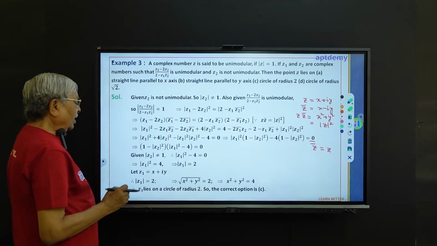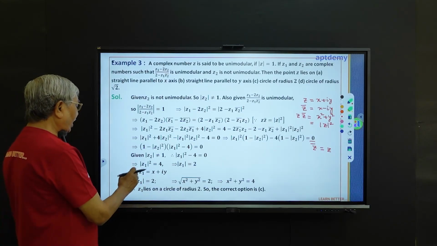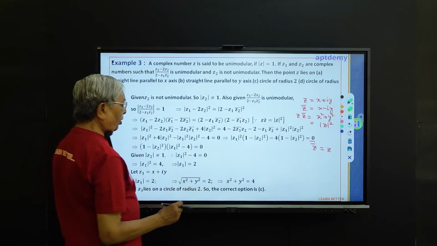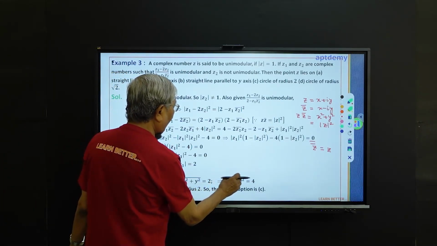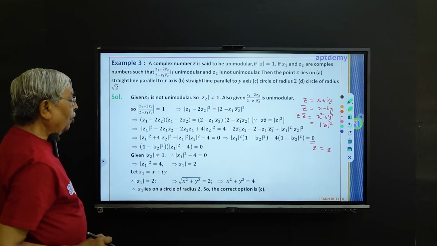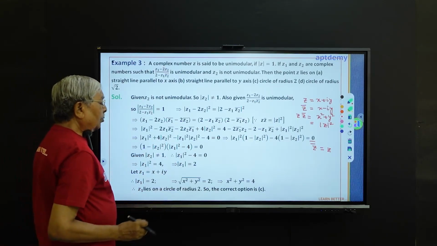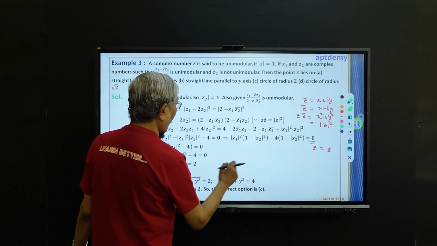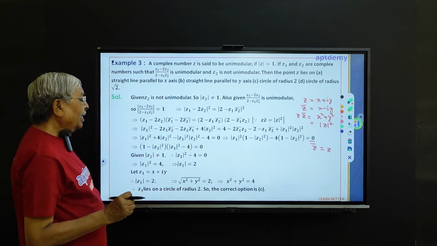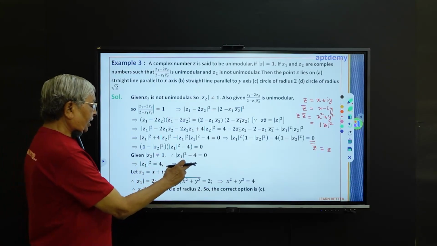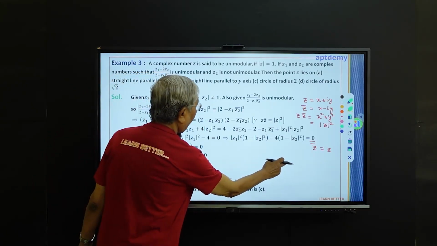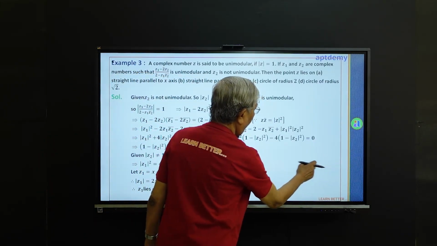What is our mod z1? Let the complex number z1 be x plus iy. Mod z1 is equal to 2, that is root over of x square plus y square equal to 2. So we can write x square plus y square equal to 4. So z1 lies on a circle with center 0, 0 and radius 2, because x square plus y square equal to r square is the equation of a circle with center origin and radius r. So here z1 lies on the circle whose radius is 2, so the correct option is C. Thank you.